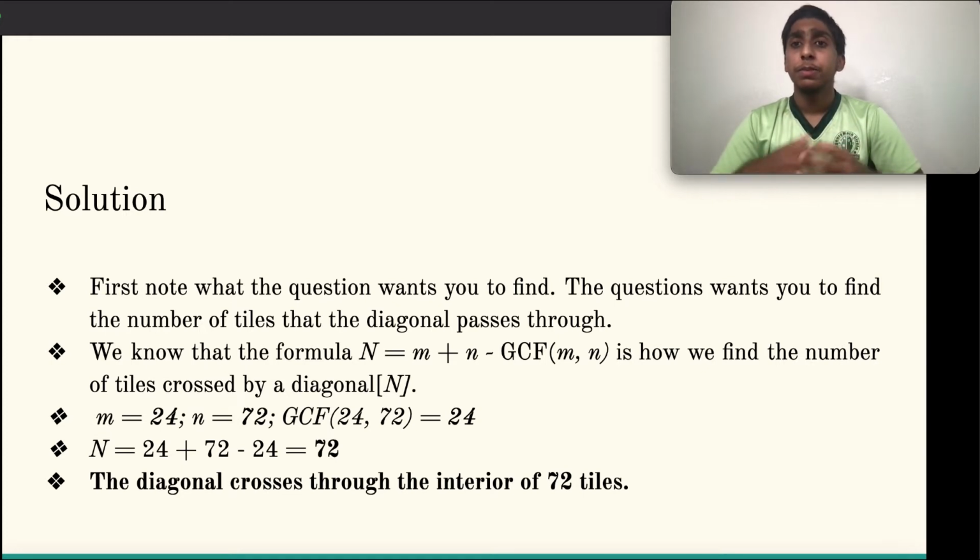Anyway, so now we just plug everything we have into our formula. N is equal to 24 plus 72 minus 24. When we solve that, we get 72. The diagonal passes through the interior of 72 tiles. Pretty simple, just plugging into that formula.